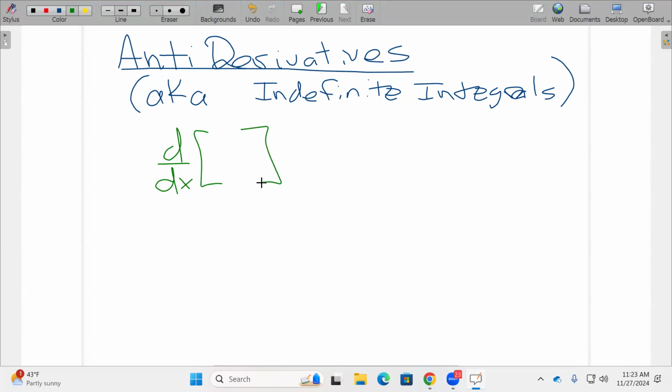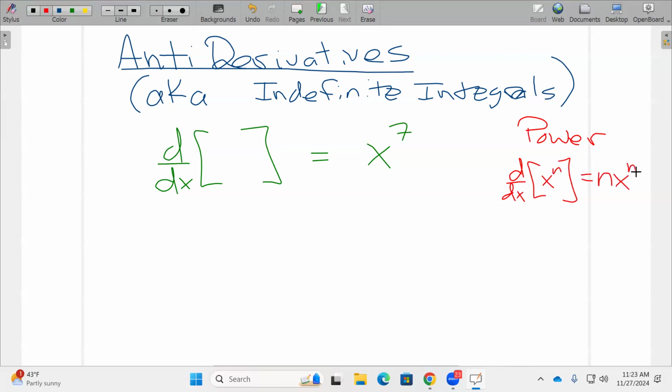I took the derivative of some function, and the answer I got was x to the 7th power. What did I take the derivative of? Well, let's see. I remember the power rule, right? What the power rule told me is that if I took the derivative of x to some power n, the answer should be n x to the n minus 1. So based on that, I can build the function I want. When you take a derivative, it drops the power by 1. So reversing that, I should increase the power by 1. So whatever this is has to be some relative of x to the 8th.